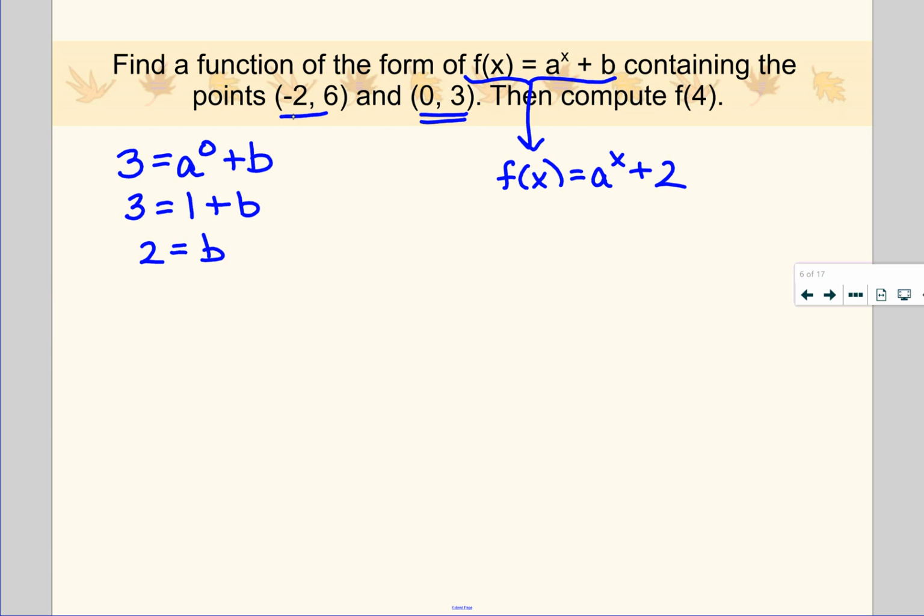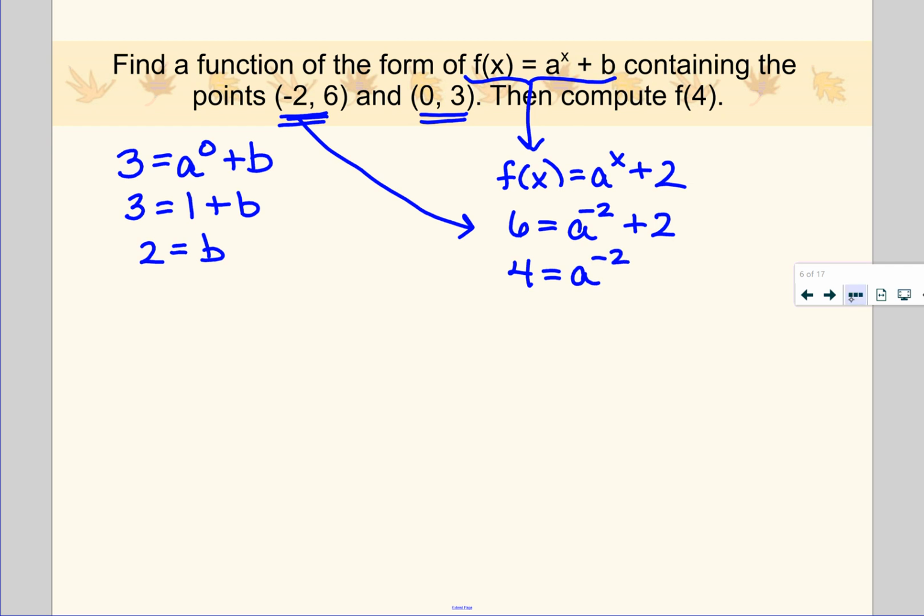So now we're going to plug -2 and 6 in and see if we can solve for a. So 6 is my y. A I don't know. X is -2, plus 2. Okay, and a is the only variable, so let's solve for that. I'm going to subtract 2.